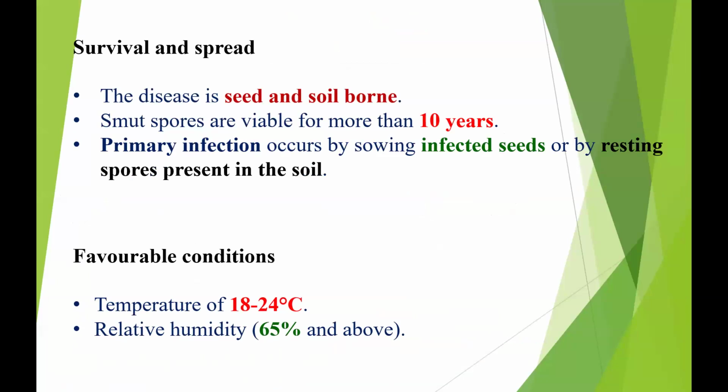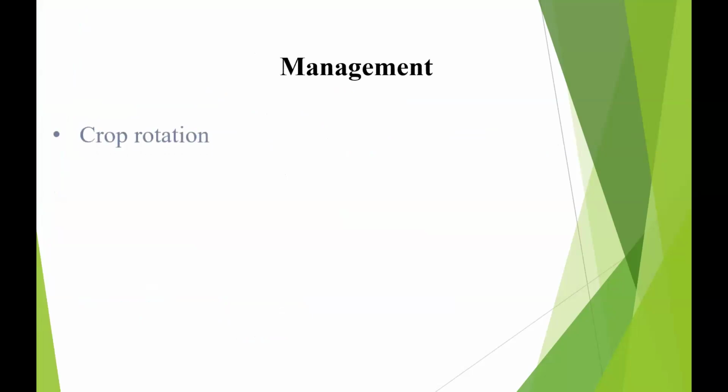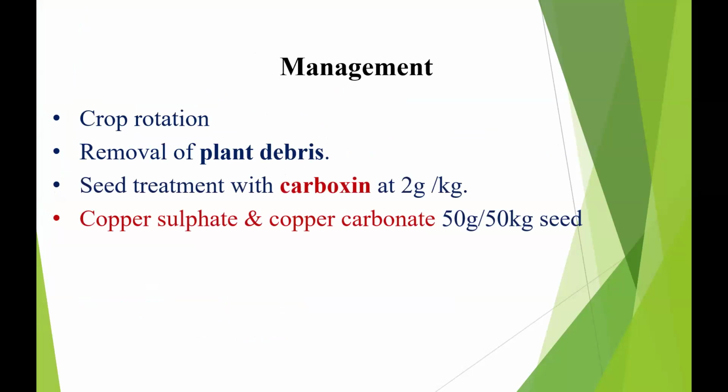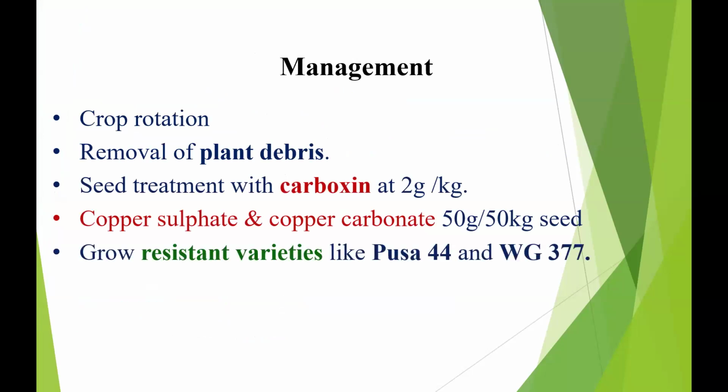The primary infection is through infected seeds, and the resting spores are present in the soil. Temperature range is from 18 to 24 degrees Celsius. Relative humidity is 65% or above. Management: crop rotation, removal of plant debris, seed treatment with carboxin, copper sulfate and copper carbonate. Resistant varieties like Pusa 44 and WG 377 can be grown.